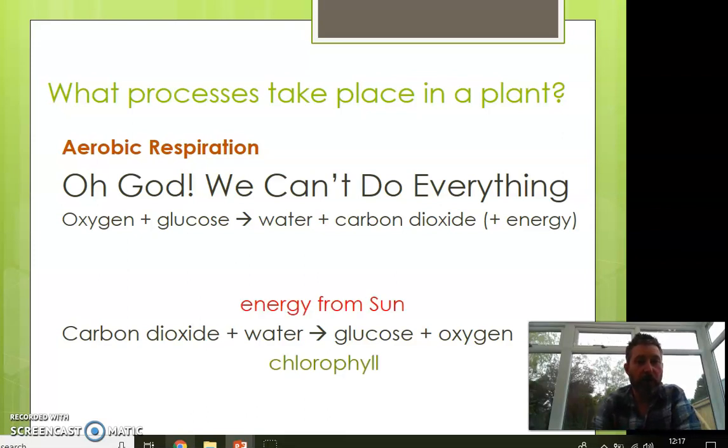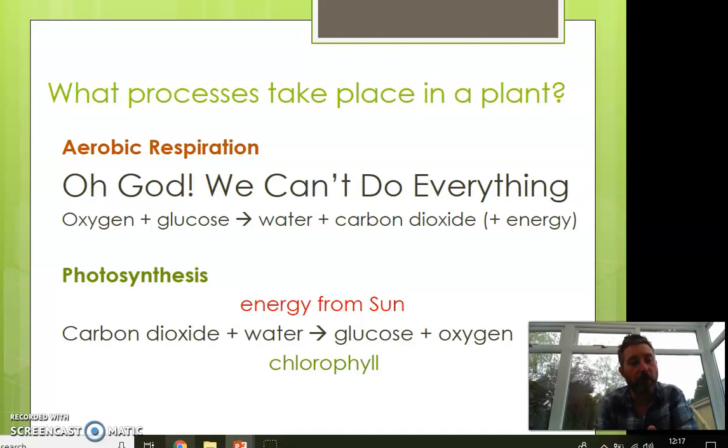Well, this time, instead of being an exothermic reaction like respiration, this time it's endothermic. It has to absorb energy to do the reverse reaction, and it needs a chemical called chlorophyll to do so. This is photosynthesis, and this is what plants do. Plants make food using energy from the sun. They generate their own food source.